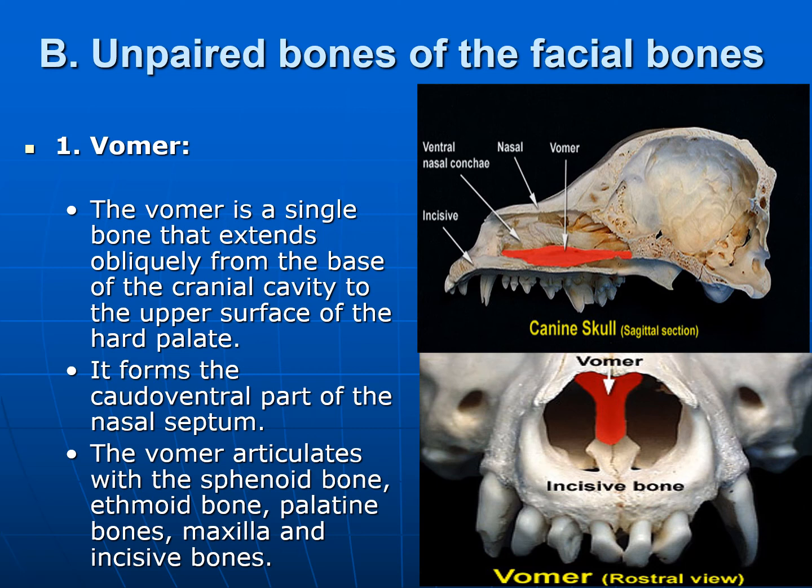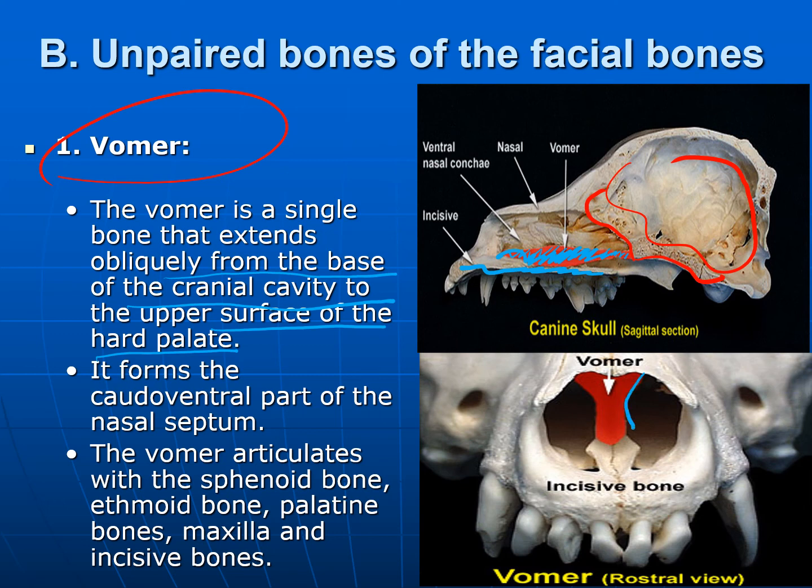Now we are going to talk about the unpaired bones that are found only as singles. The first one is the vomer. This is the cranial cavity, and this is the base of the cranial cavity. We can see this bone here, which extends obliquely from the base of the cranial cavity to the upper surface of the hard palate. This is the area of the hard palate, and this bone extends from the base of the cranial cavity to the caudal part of the hard palate.